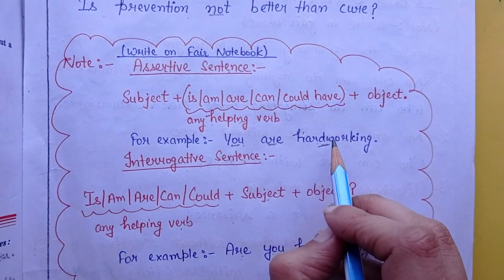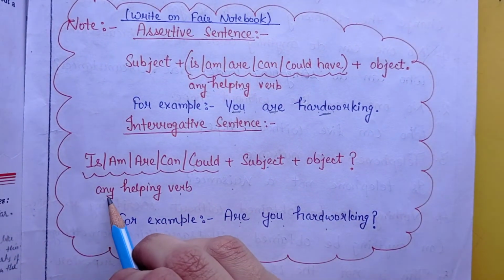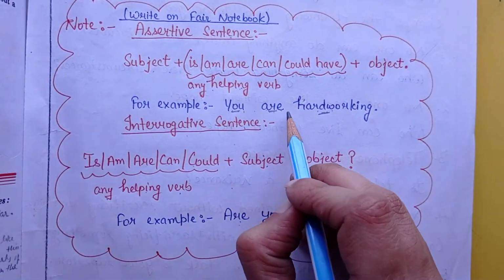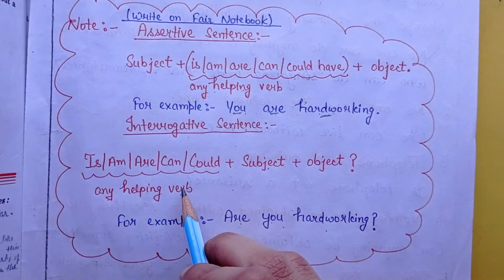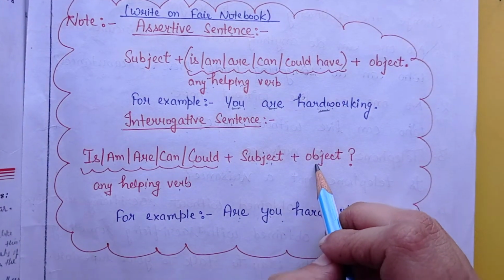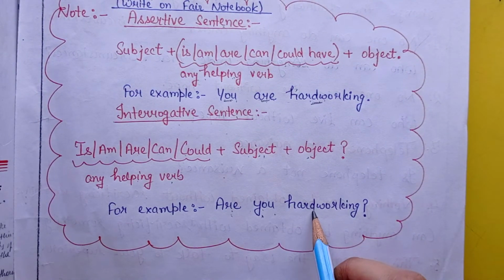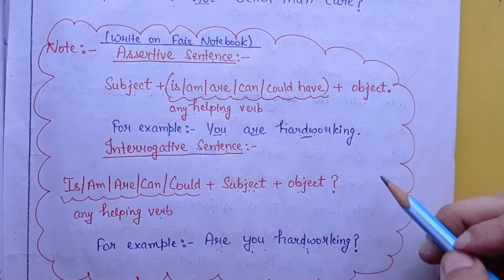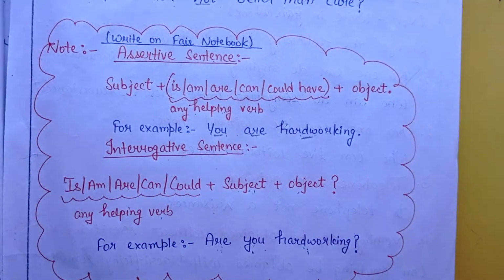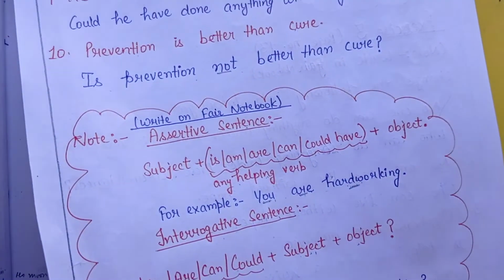And to change it into one interrogative sentence, you can follow this. You will write any helping verb that is present in the sentence at the starting of the sentence, and then you will add one subject and then one object. So you can write helping verb are, subject you, object hardworking. Are you hardworking? Now this is one interrogative sentence. So this is the second rule that you can follow to change one assertive sentence into an interrogative sentence. So let's begin with the exercise.